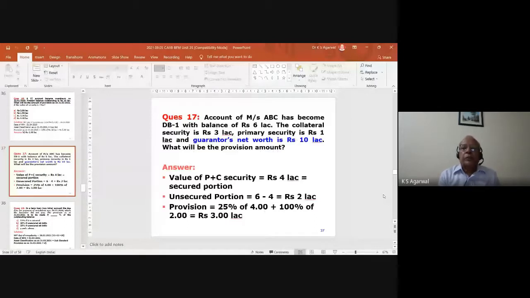Now you see the value of security. Primary is 1, collateral is 3, total is 4 lakh. So this will be my secured portion. Balance is 6 lakh. Secured portion is 4 lakh. So unsecured portion is 2 lakh. Account is DB1. So 25% of secured portion and 100% of unsecured portion. So 25% of 4 lakh, 100% of 2 lakh. The provision amount will be rupees 3 lakh.